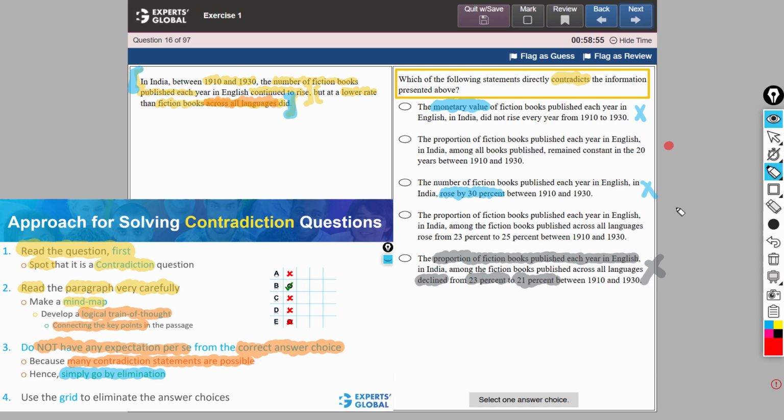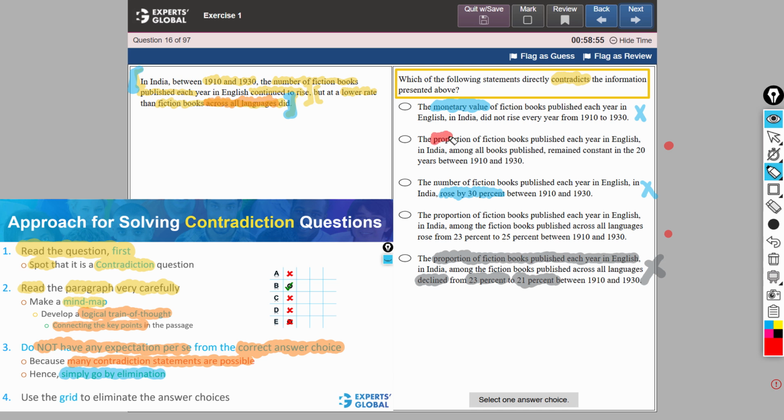Choices B and D are very interesting. In a way, they both are contradicting. This question is inspired by a real GRE question, and we are deliberately taking this here to help you understand how trappy these questions can be sometimes.